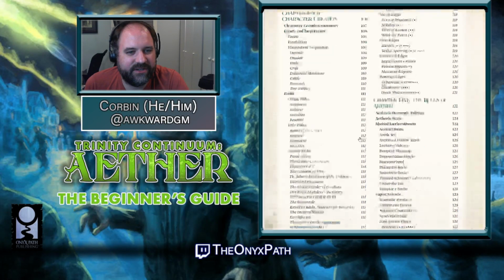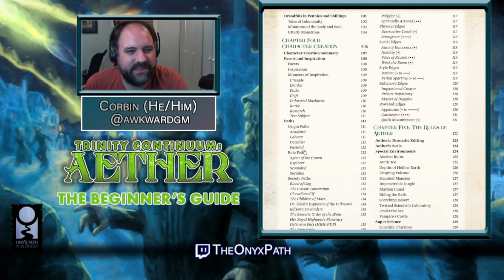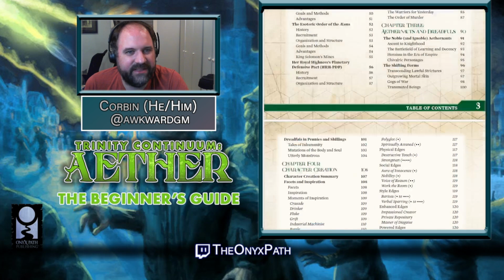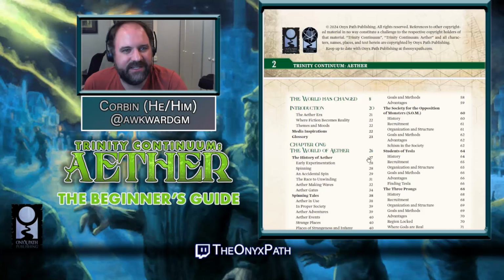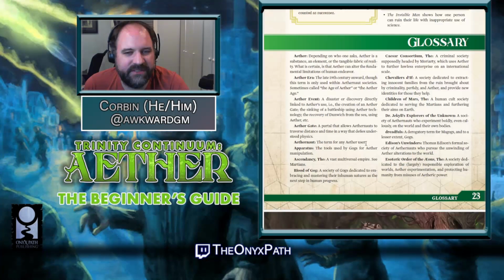Oh my god. So we've got the paths here. We have the academic, the scoundrel, and then we have the society paths. Oh, they have them all listed down there. I just want to check. I guess the glossary of terms will explain it to me.